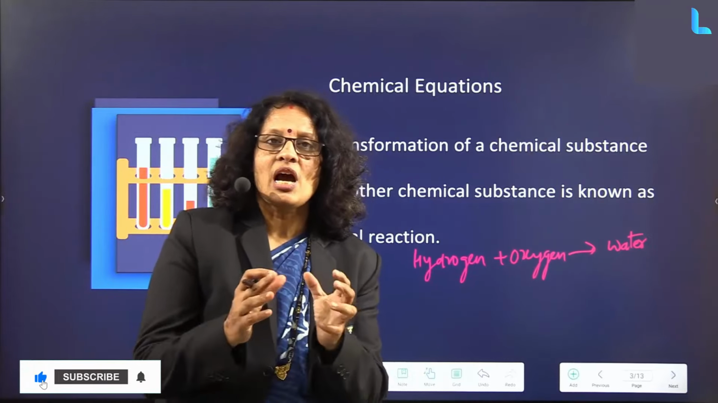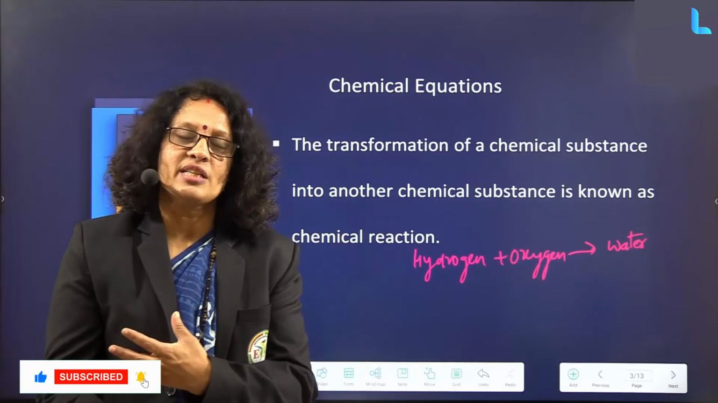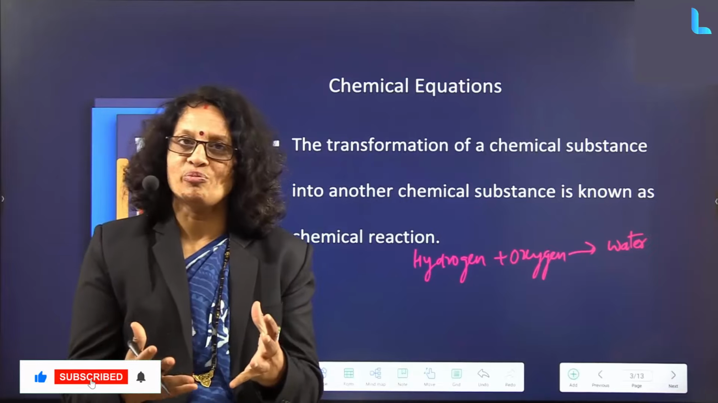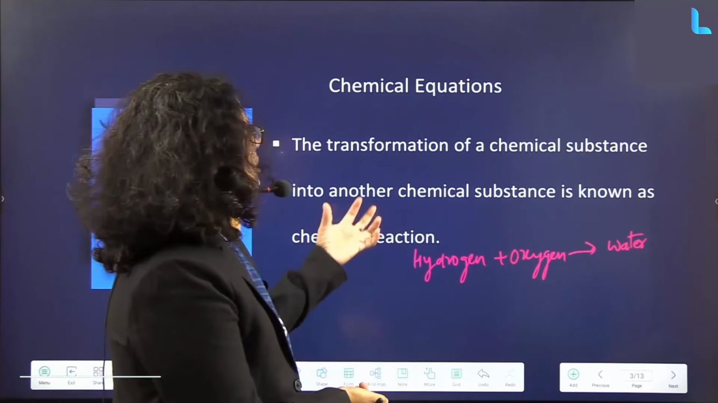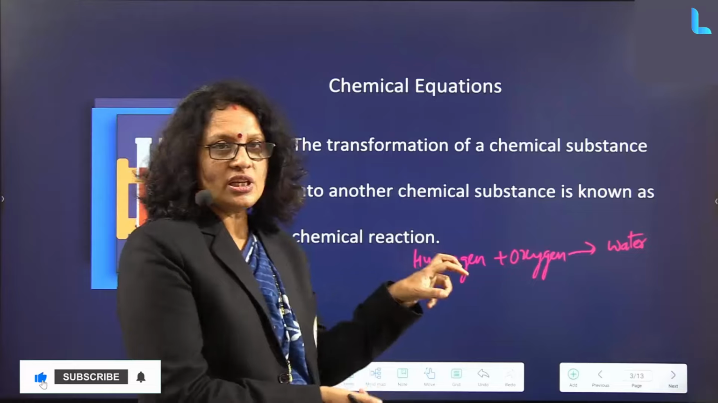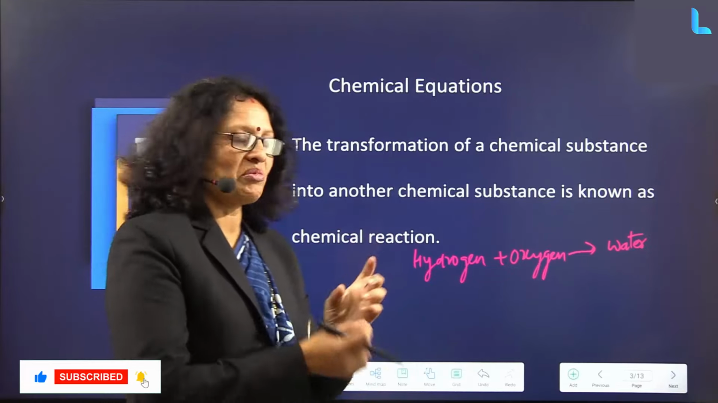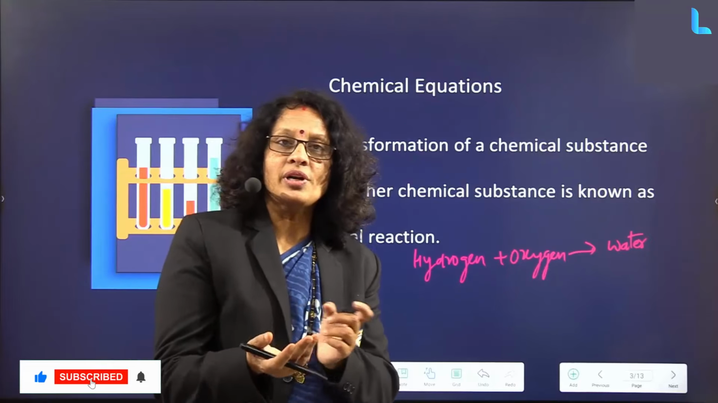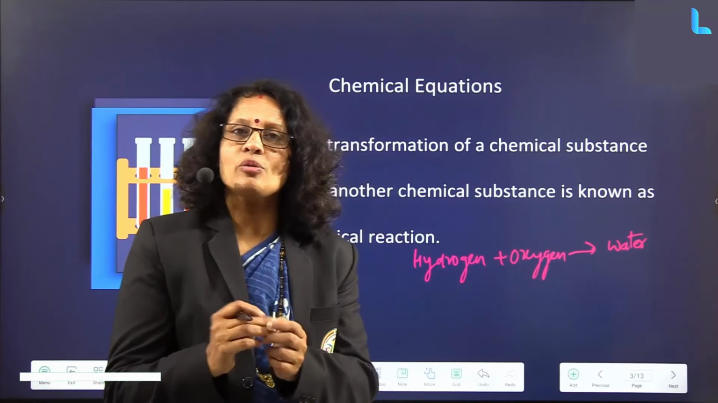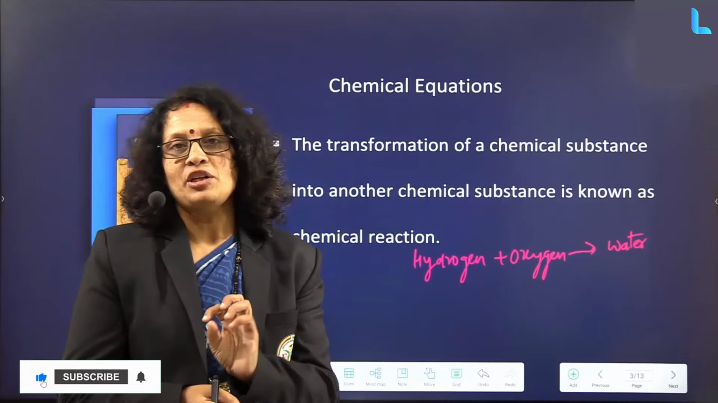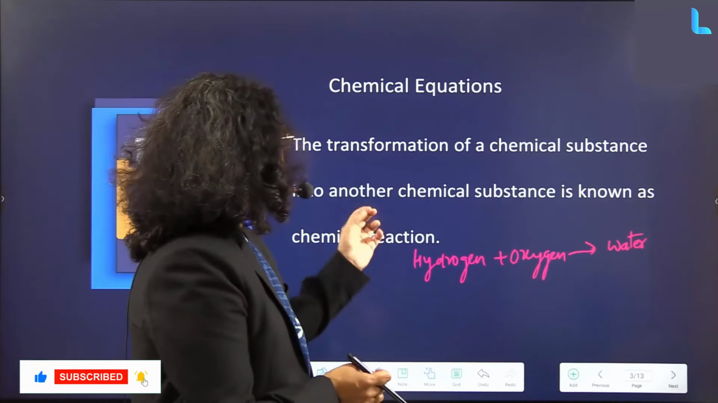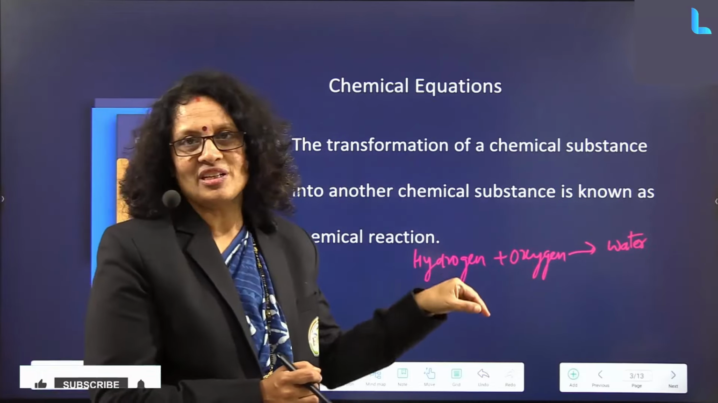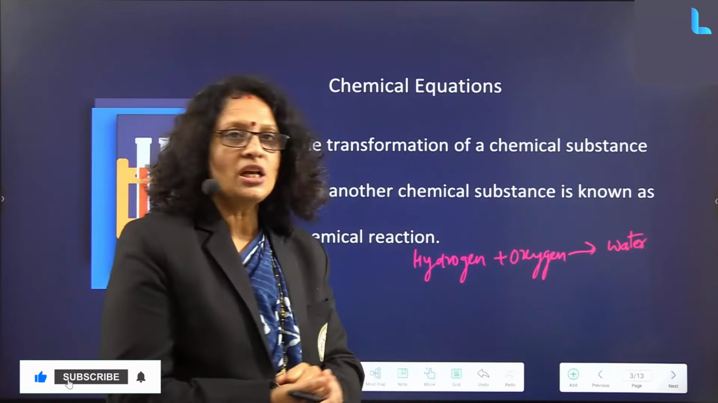In that process, how do we observe that a chemical reaction has happened? By change in color, change in appearance, or change in temperature. So here there is a transformation into another chemical substance. The magnesium ribbon was taken, its color and appearance were different, and it has converted to magnesium oxide, a white powdery substance. So the transformation of a chemical substance into another chemical substance is known as a chemical reaction.